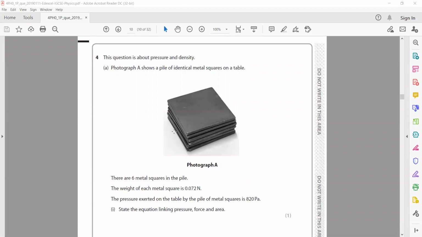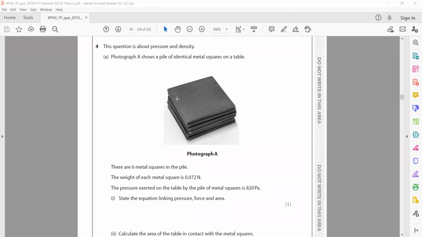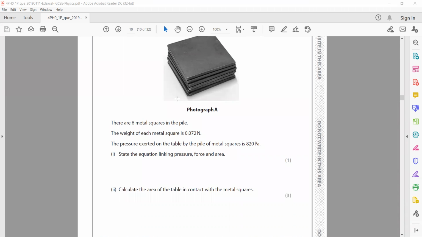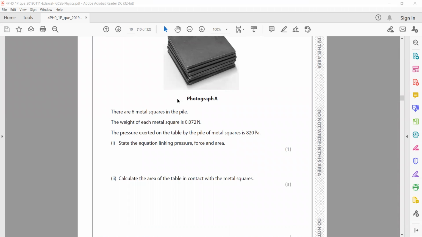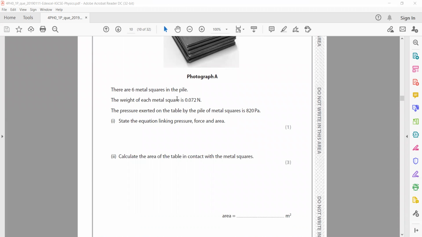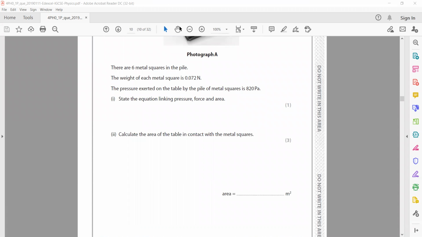This question is about pressure and density. The photograph shows a pile of identical metal squares on a table. There are 6 metal squares in the pile. The weight of each is 0.072. State the equation which relates pressure, force and area.